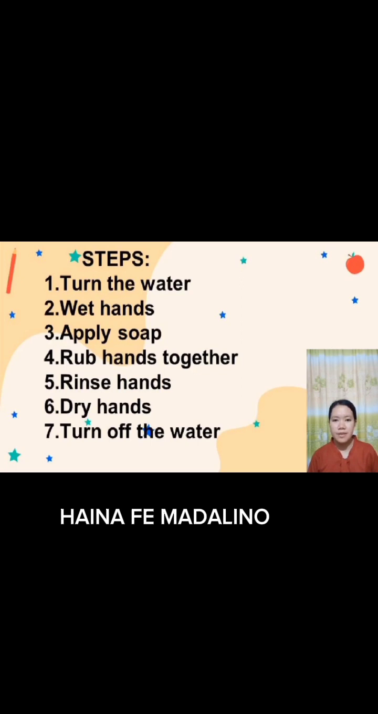And the fifth step is rinse hands. Rinse hands thoroughly under running water. And the sixth step is dry hands. Use a clean towel to dry the hands. And the seventh step is turn off the water. Turn off the tap with a towel to avoid recontamination.